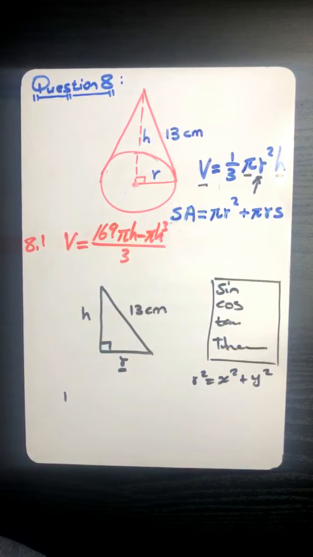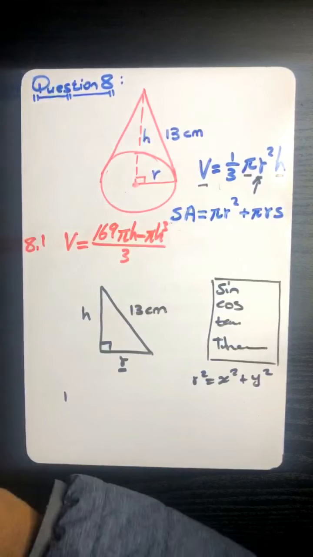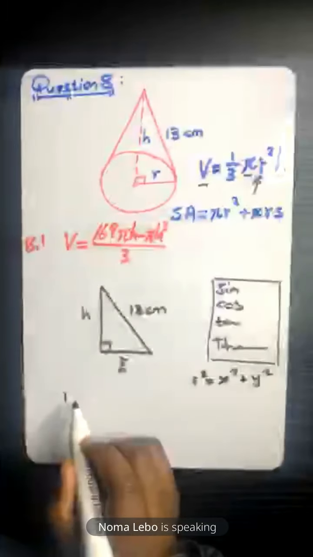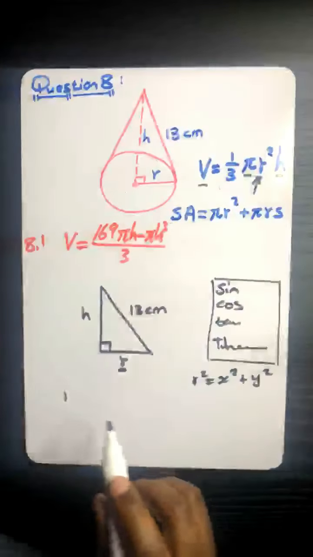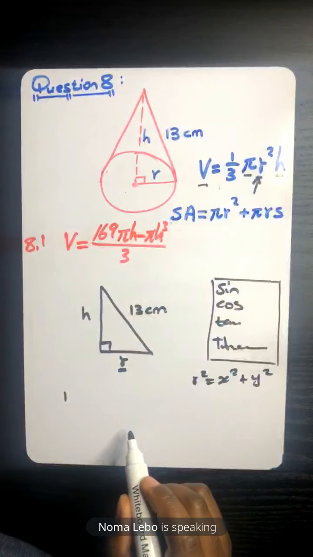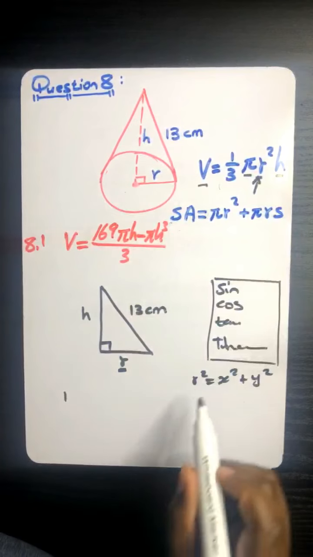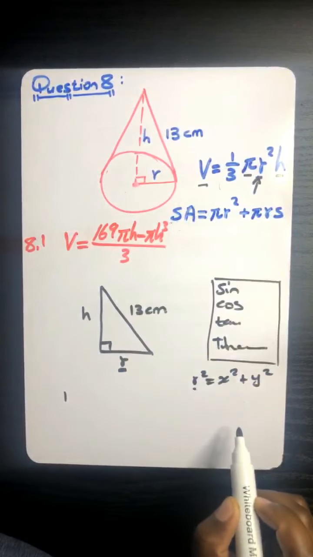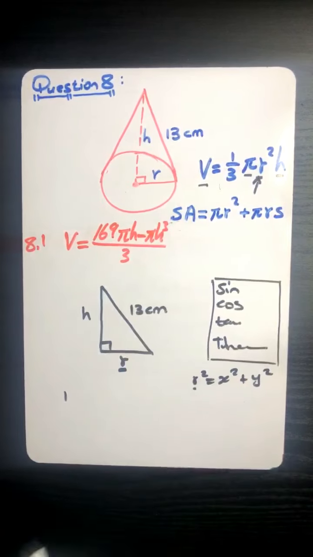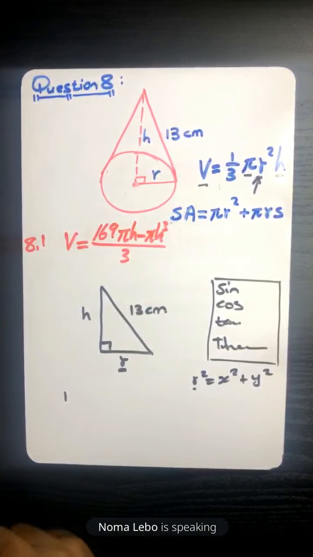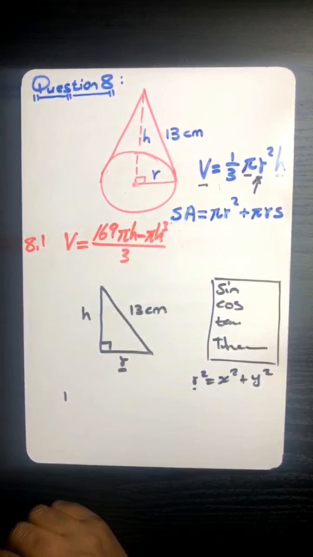Sir, what did you say, honorable member? So I think we can say r squared is equal to r squared plus h squared. Yes, sir. What is that r squared? I'm seeing where you guys are getting confused. Yes, that squared, 13 squared.